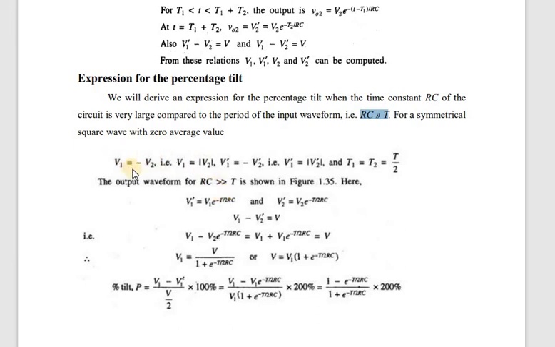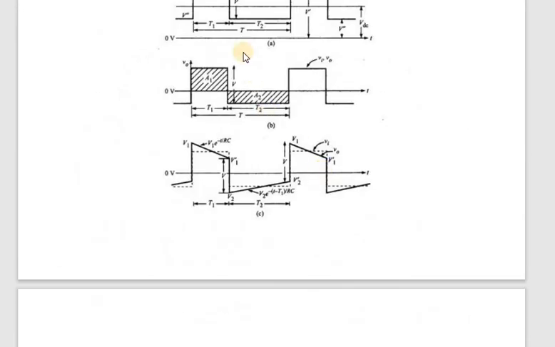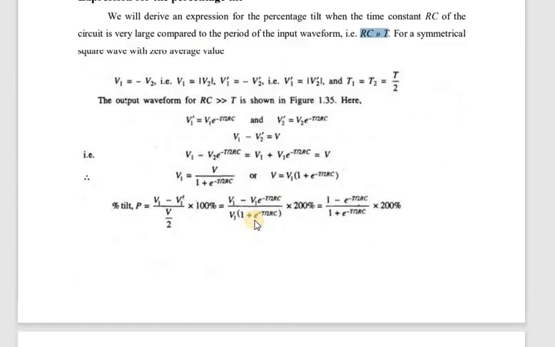For the symmetrical square wave with zero average value, we are considering the condition V1' = -V2 and V1 = -V2', and T1 = T2 = T/2, half of the period. So the output waveform when RC is greater than T is the condition we are considering first, where we will find the percentage of tilt.